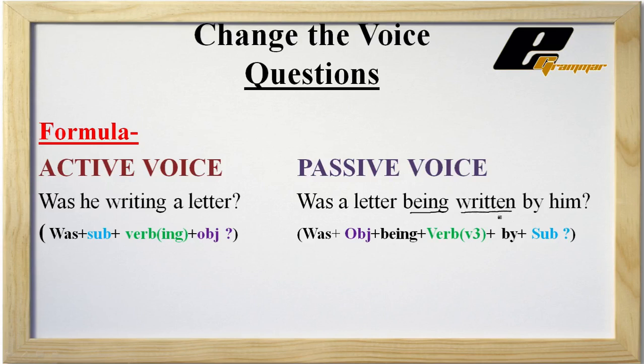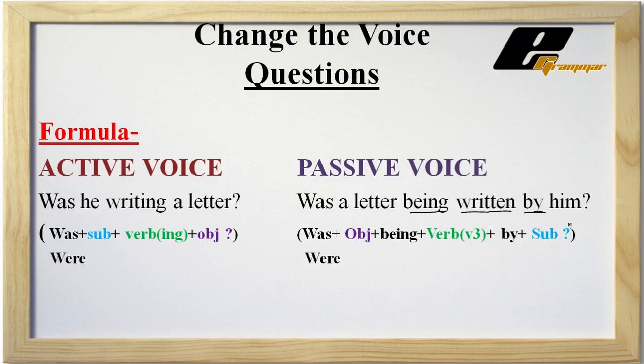After that past participle form, exactly after that I have to use this word by. It is compulsory, this being word and this by word, it's compulsory in past continuous tense while converting sentence from active to passive. And lastly comes the subject. Then there is certain change in subject. In active voice it is he, in passive voice it becomes him, and our question mark will remain as it is.